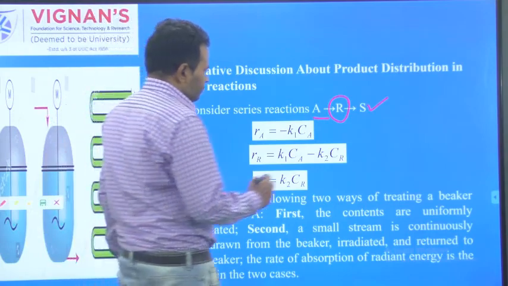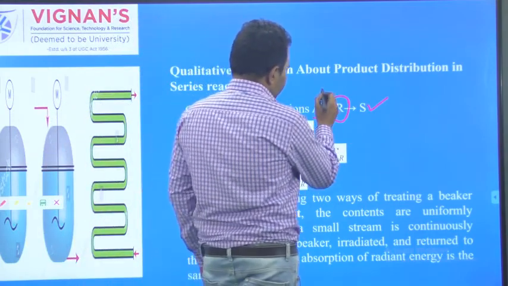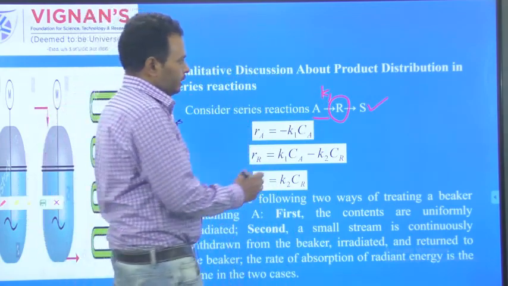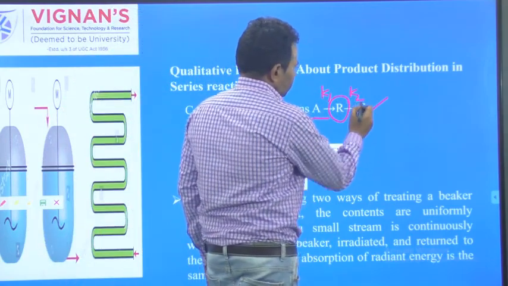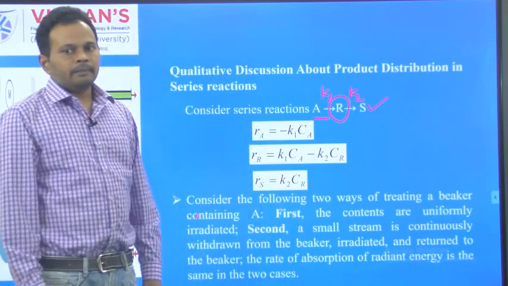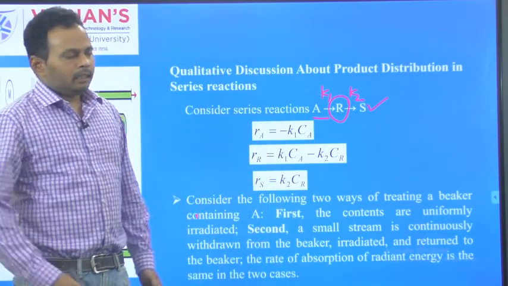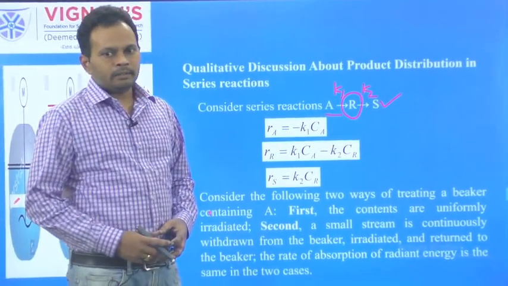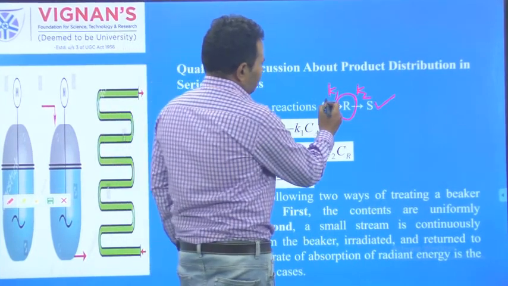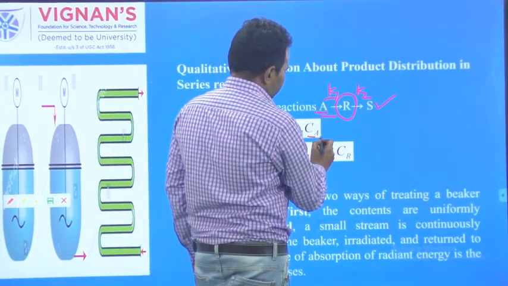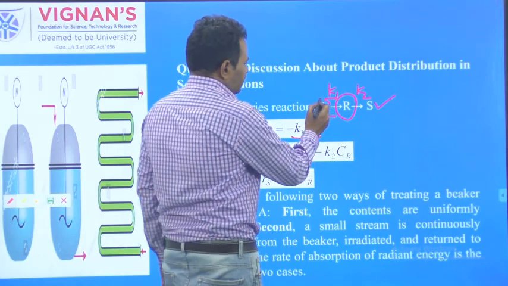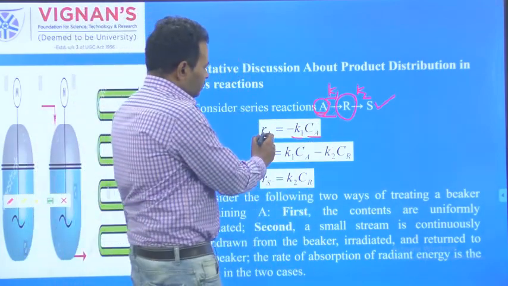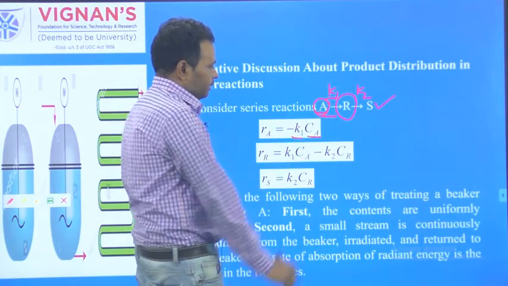Assume the first reaction A to R takes place with rate constant K1 and R to S reaction takes place with rate constant K2. So first write the rate of disappearance of the reactant A. You already know that whenever you write the rate of reaction, this is the product of two terms, the rate constant K1 into the concentration of the reactant, here Ca into K1. So here A is the reactant, its rate is negative. So Ra is equal to minus K1 Ca.